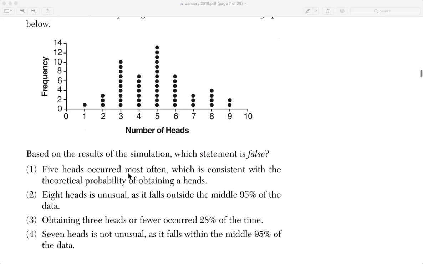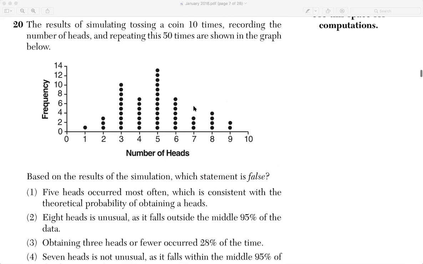So 5 heads occurred most often, which is consistent with the theoretical probability of heads. Let's see, did 5 heads occur most often? Yes, and you would expect that 5 heads would occur if you flipped a coin 10 times. Theoretically, 5 times out of 10, it should land on heads.